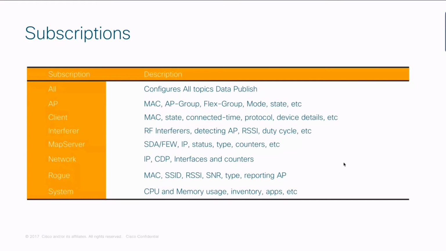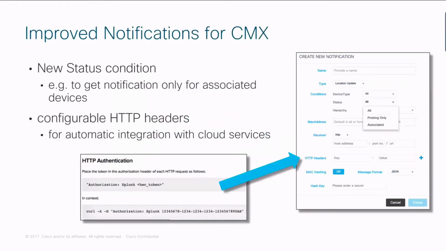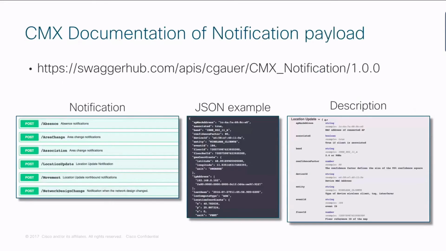So if we take a look at what's available from the CMX today, there are some new status conditions that have been posted, as well as some filters that you can do directly within the CMX 10.4 UI. There's documentation for all of the APIs within CMX as well, and that's all posted onto Swagger. There's also an example of the JSON payload here, so if you do want to start working with this data set, this is what's available to you.